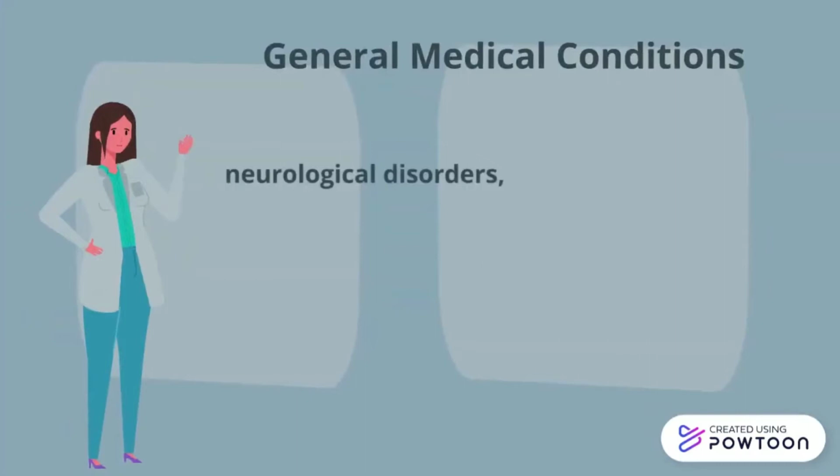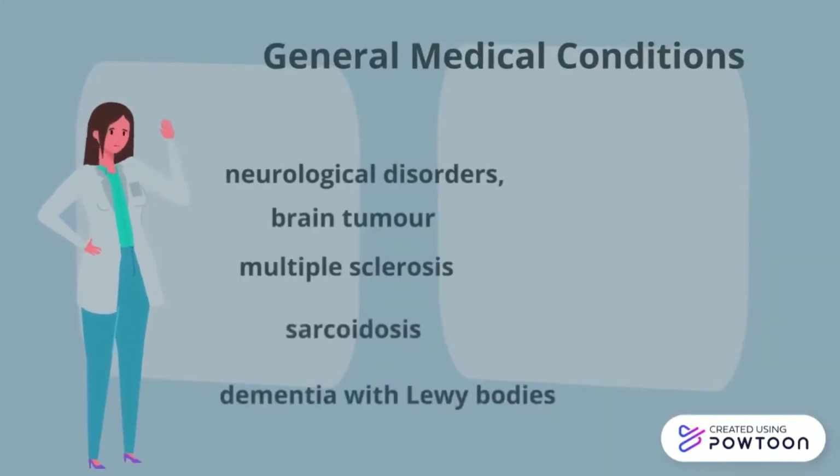First is neurological disorder. It is any disorder of the nervous system. Structural, biochemical, or electrical abnormalities in the brain, spinal cord, or other nerves can result in a range of symptoms. Next is brain tumor. A brain tumor is a growth of cells in the brain that multiplies in an abnormal, uncontrollable way.